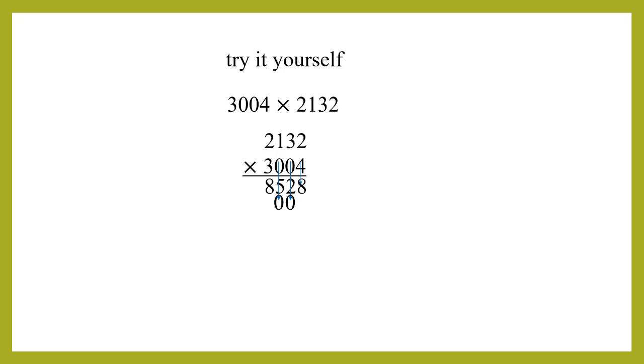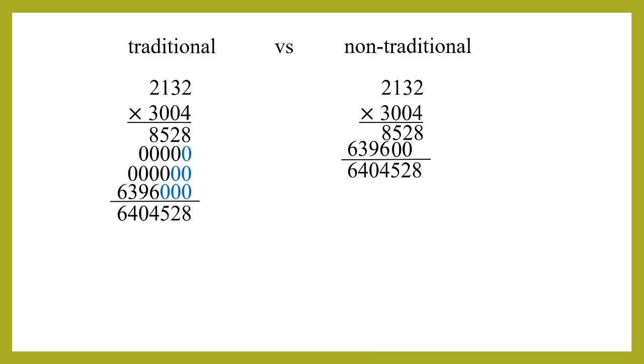Multiply by 0, 0 times anything is 0, one 0 in the answer. Multiply by the 3, start straight under it. Now we add to get your answer, and you end up with 6,404,528. Now, if you would have done this traditional, there on your left, you would have had rows of zeros. On the right is what we end up with, using non-traditional strategy. So which would you prefer?